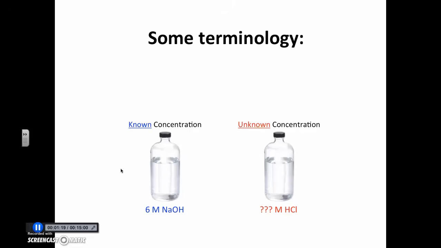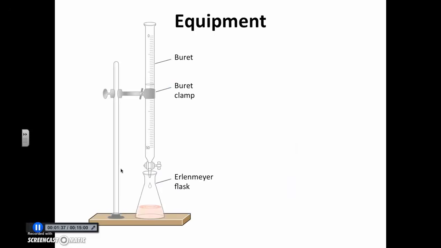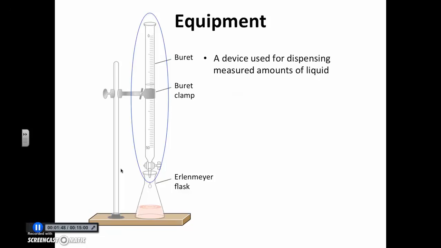First, some terminology. The solution of known concentration is referred to as the titrant, whereas the solution of unknown concentration is referred to as the analyte. Okay, how do we use a titrant to figure out the concentration of an analyte? Well, first we need to talk about the equipment. So over on the left here, you can see a classic setup for a titration. And this apparatus on top here is called a burette. A burette is basically a device that's used for dispensing measured amounts of liquid. And you can do this by opening and closing the stopcock that's shown here at the bottom of the burette.